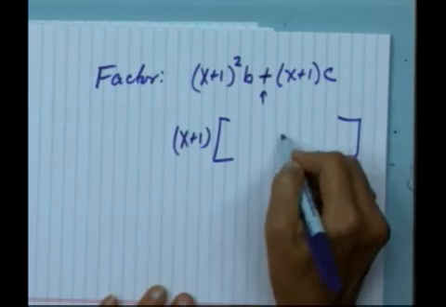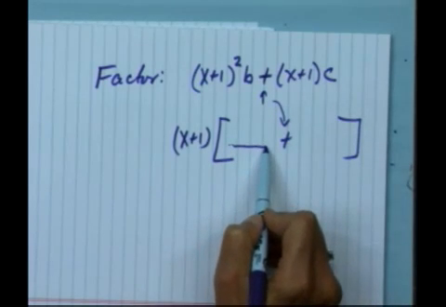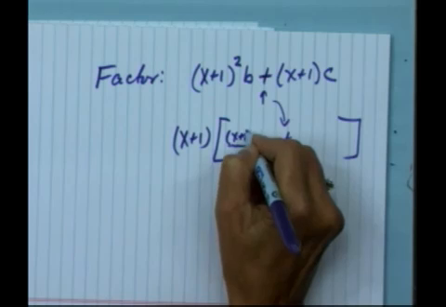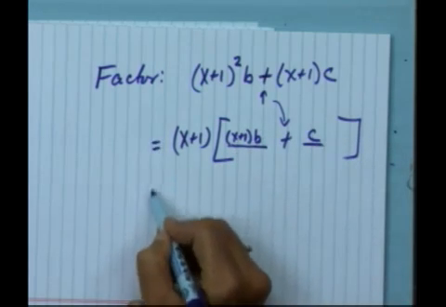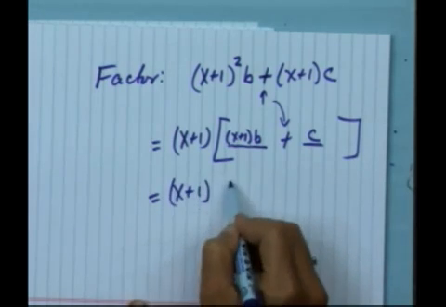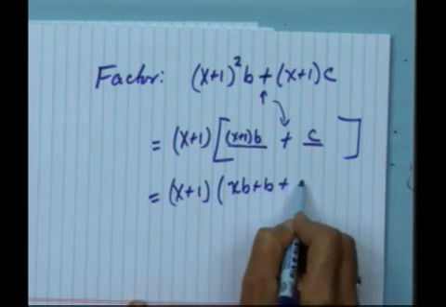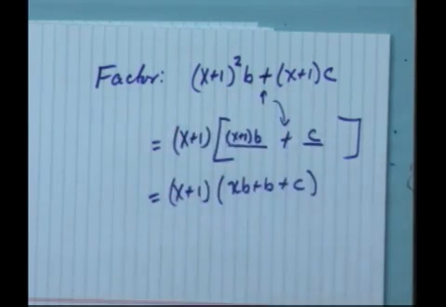Alrighty. Just bring my little plus right here. Okay, tell me right away what goes here. x plus 1 times b. And what goes here? c. So if you multiplied all this out, you would have xb plus b plus c, and that would not factor any further. I have now written this completely factored. Everybody good?